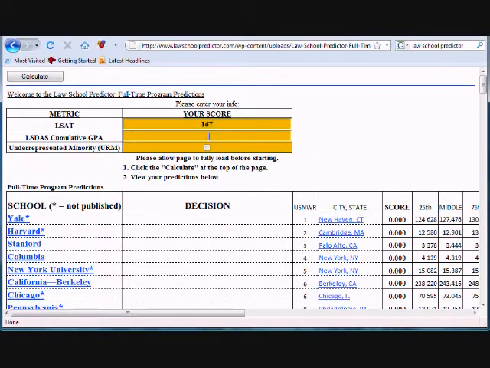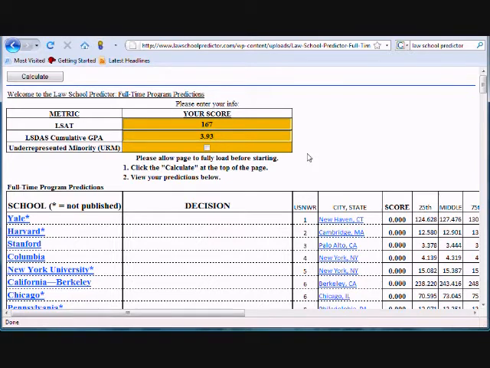Next, type in your LSDAS cumulative GPA into the box below. There is no need to carry out your GPA past 2 decimal points. You can find your LSDAS GPA from your academic summary report on your LSAC online account at lsac.org. You can also use the LSDAS GPA calculator on lawschoolpredictor.com to determine your LSDAS GPA.